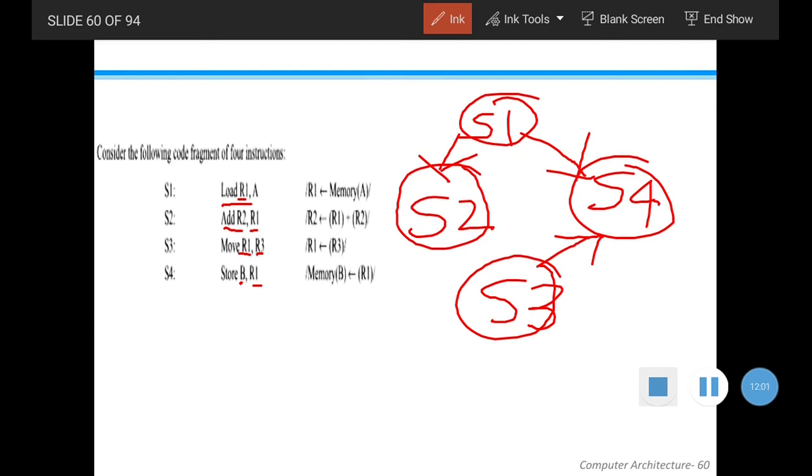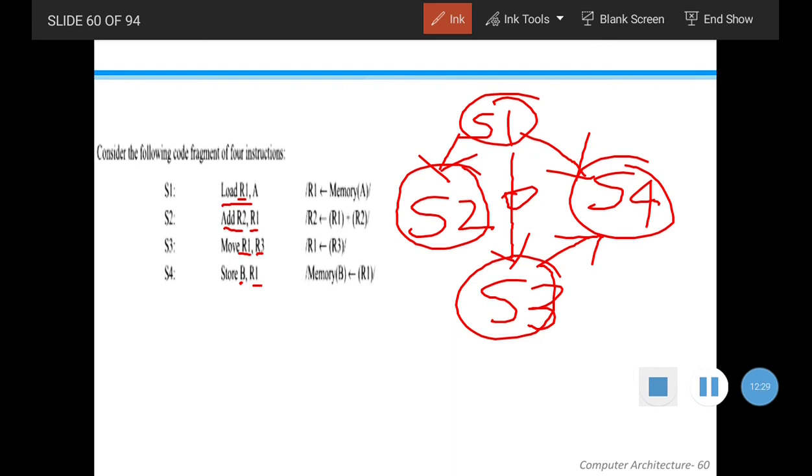Similarly, if you see for output dependence, statement 1 and statement 3 are both writing to the same register, that is R1. R1 is the output in both the statements, so we can write it as a bubbled arrow. So this is output dependence between S1 and S3.